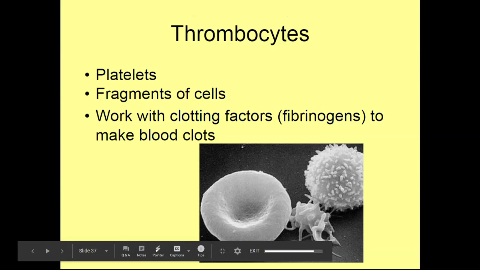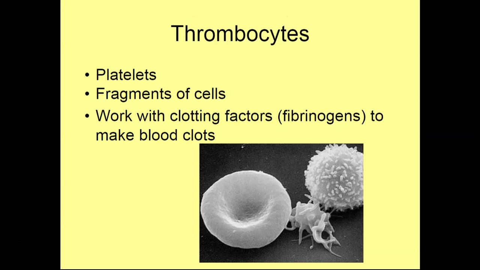All right, guys, notes on thrombocytes. Thrombocytes are platelets. Platelets are the second most common component of blood right after red blood cells. Its number one job is to work with clotting factors to make blood clots. The process of making blood clots is called hemostasis, and we'll do that in a second on the next slide.